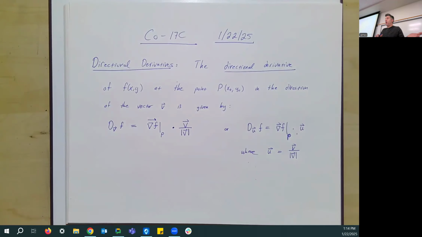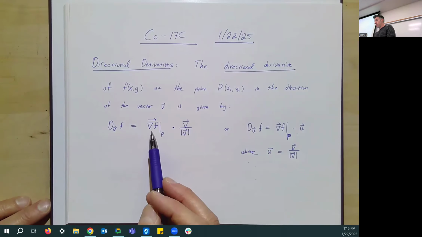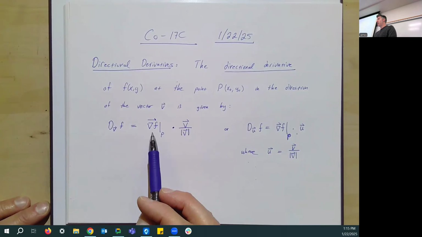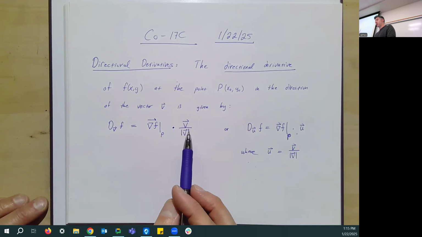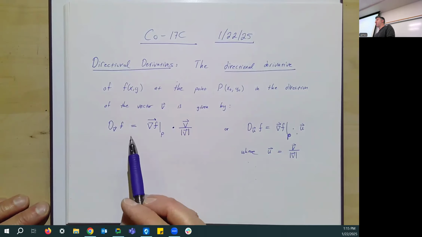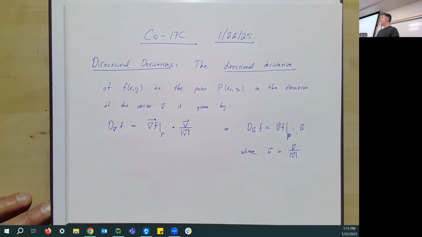Because if you're on the side of a hill, it really matters which way you point to figure out what the slope is you're going to be traveling in. So then you find your gradient, you plug in your point, and then you find your direction, make it a unit vector, and you dot those two vectors together to get the overall slope. It might be positive, it might be negative, it might be zero. Those are the options.